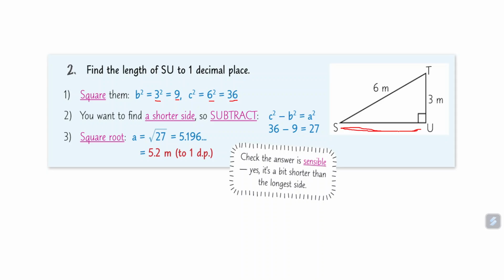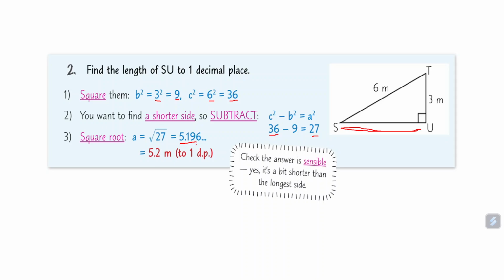We are looking for one of the short sides. So we are subtracting. That will be 36, being the longest side, minus 9, which will give us 27. Then we find the square root of 27, which is 5.196.